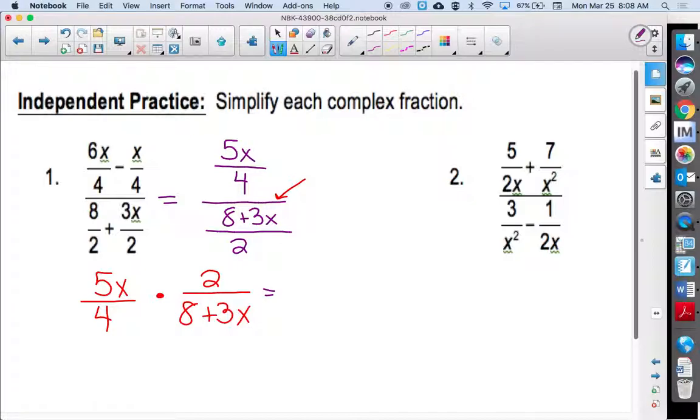And then simplify if possible. Here, is there any way you can simplify this? 2 can be simplified to 1, and the 4 can be simplified to 2. And then what do you have left on the top? 5x over 3x plus 8. And then there's a 2 on the other fraction. So 5x, and then divided by 2 times 3x plus 8.